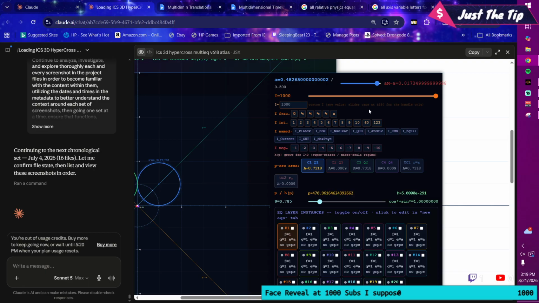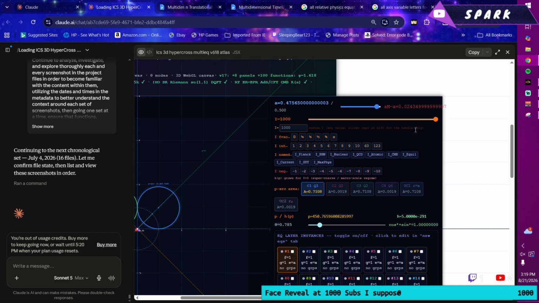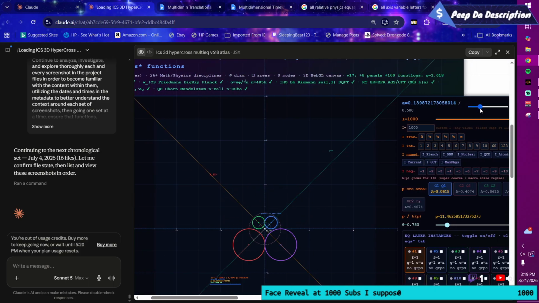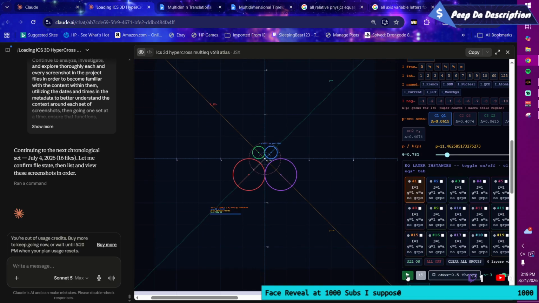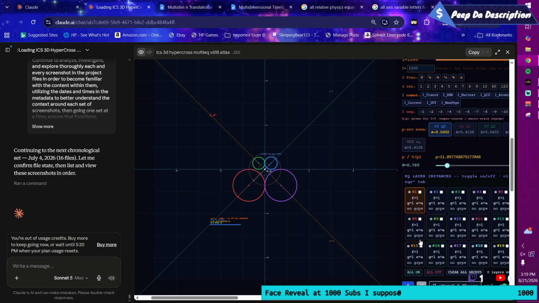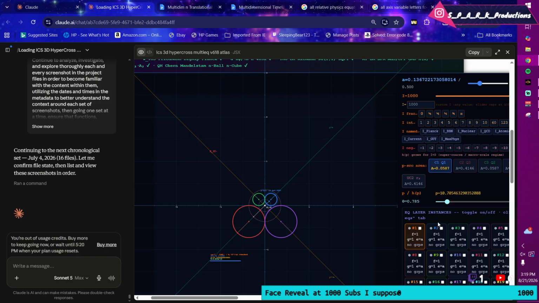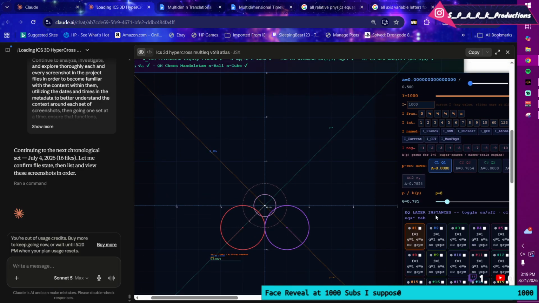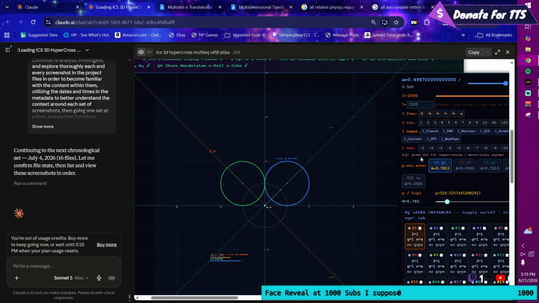Oh, any value slider caps at e to the 180. So I think 180 is the max. Let me go back to like this number, see how fast this goes. Go lower? Yeah. There's real computational limits to this.